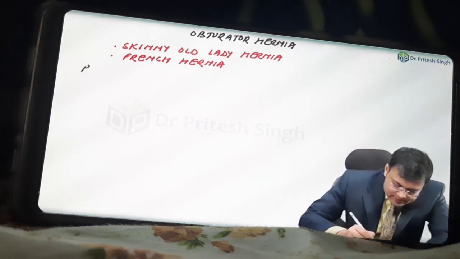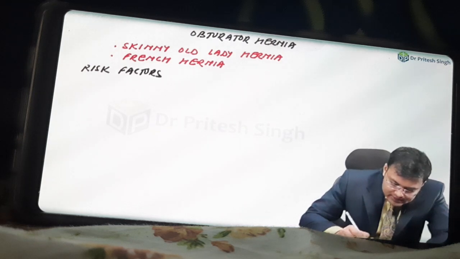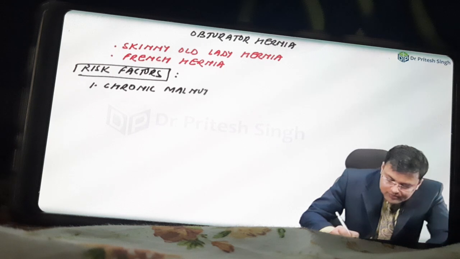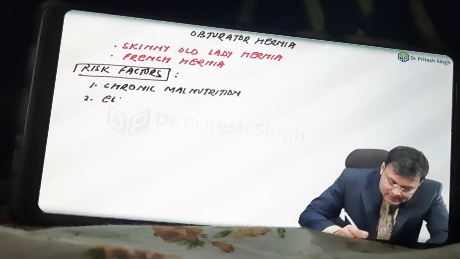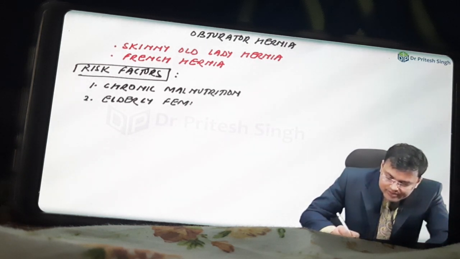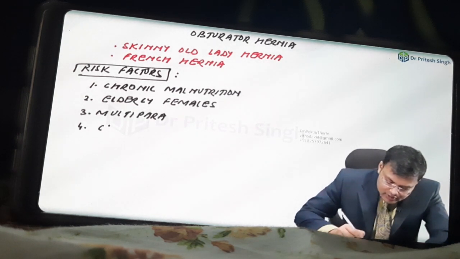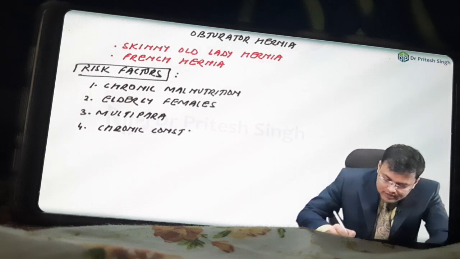So see first, the risk factors. Risk factors are written here. Skinny old lady hernia. First, chronic malnutrition. Second, elderly females. Third, multiparous patients. And fourth, chronic constipation.